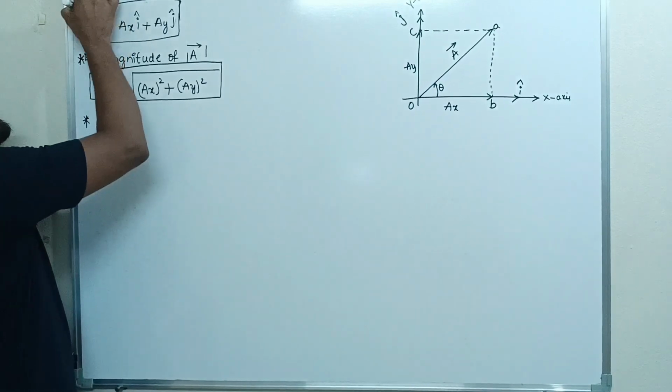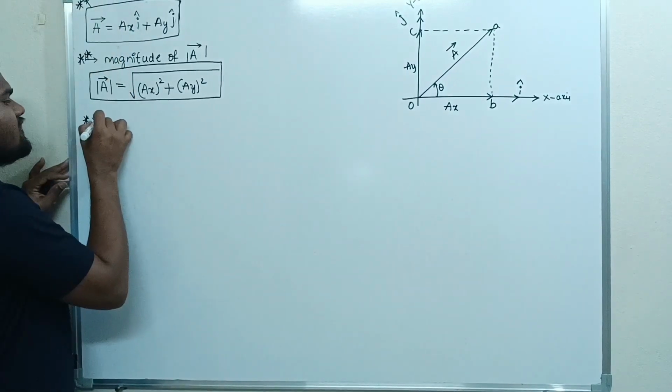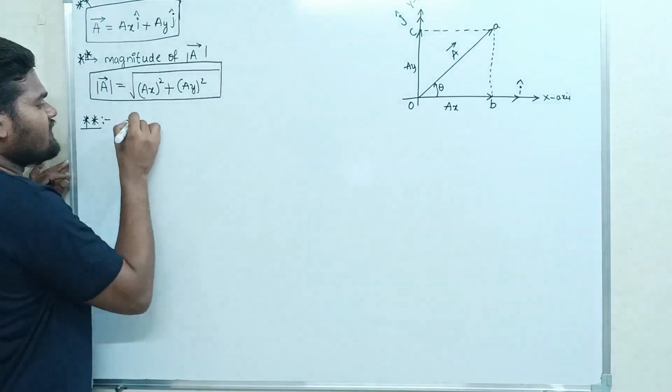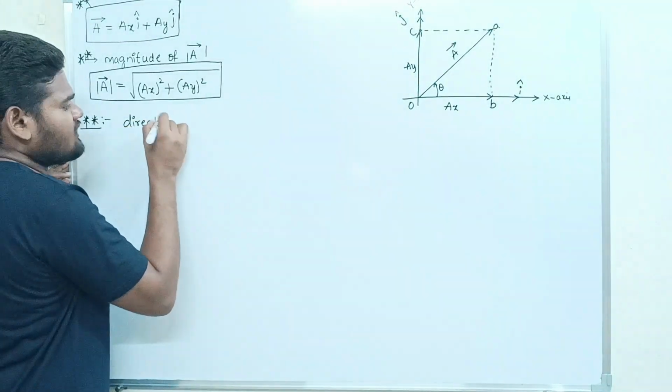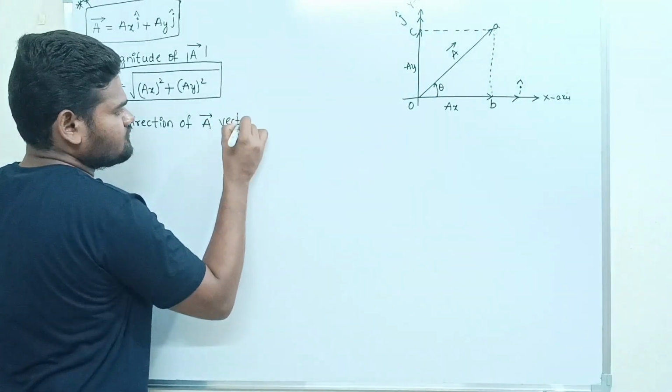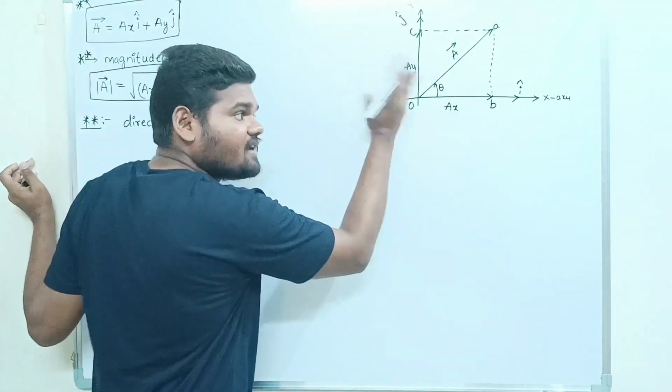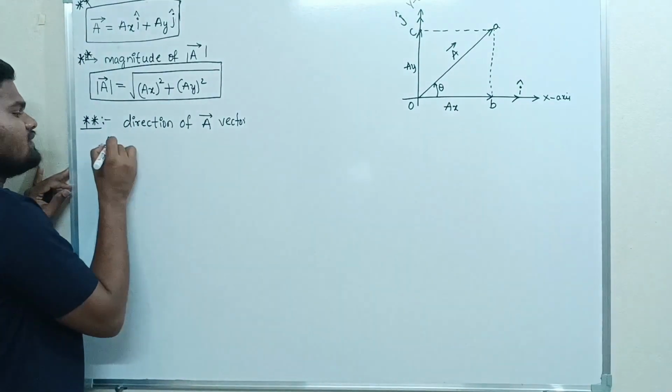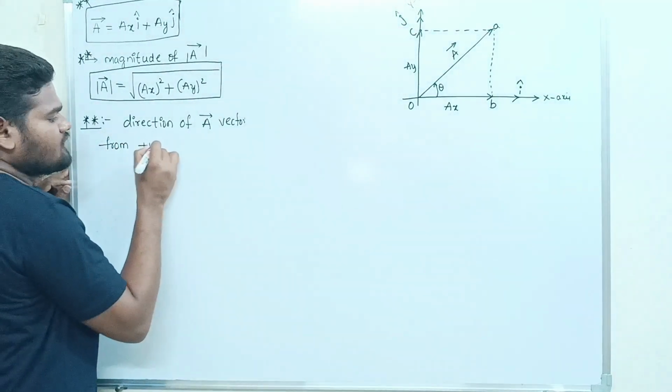Important. Okay. Right. Now I want to find the direction of the A bar vector. Direction of the A bar vector from the positive x-axis.